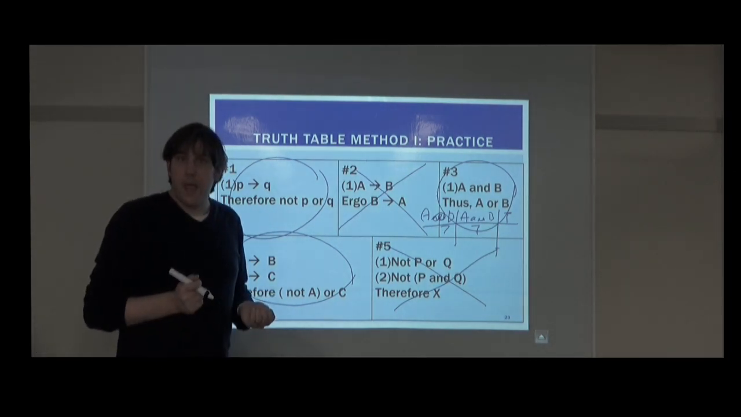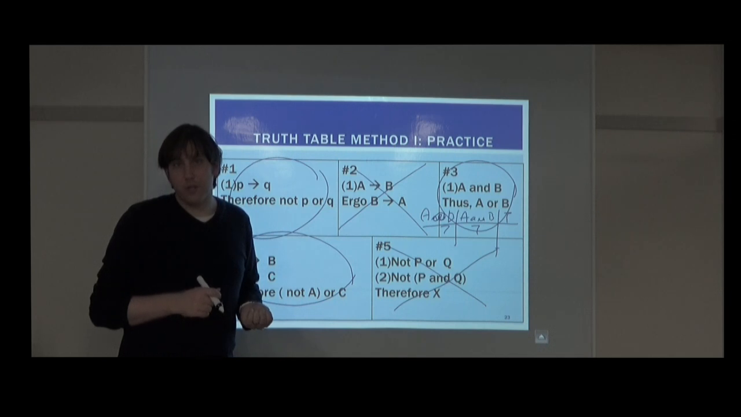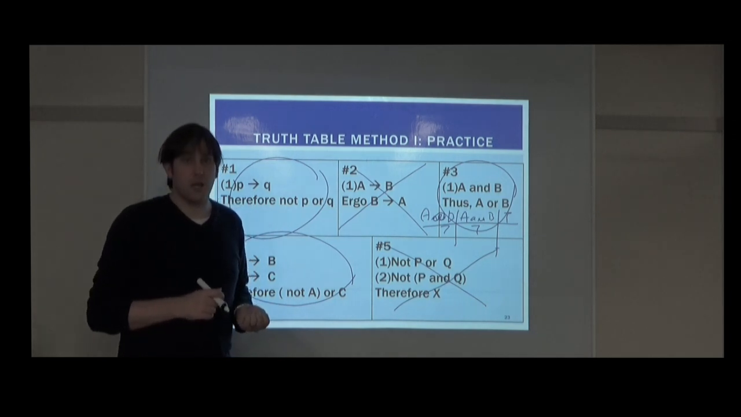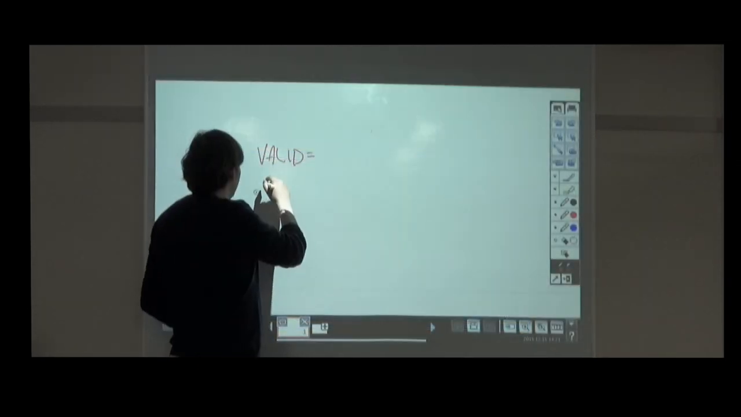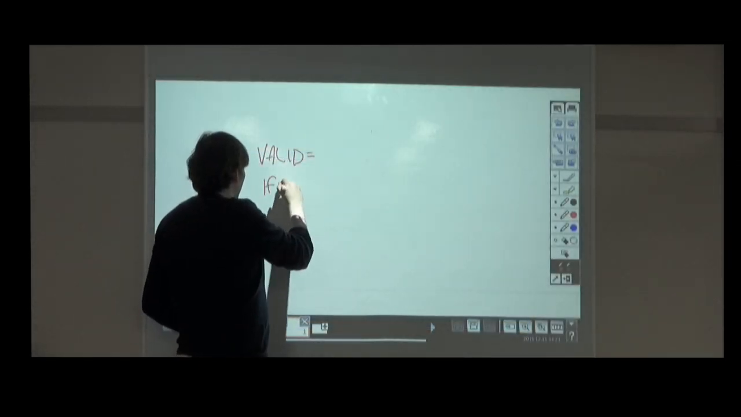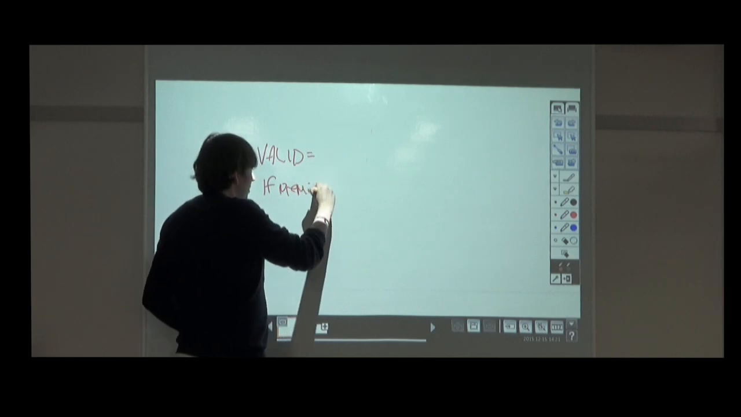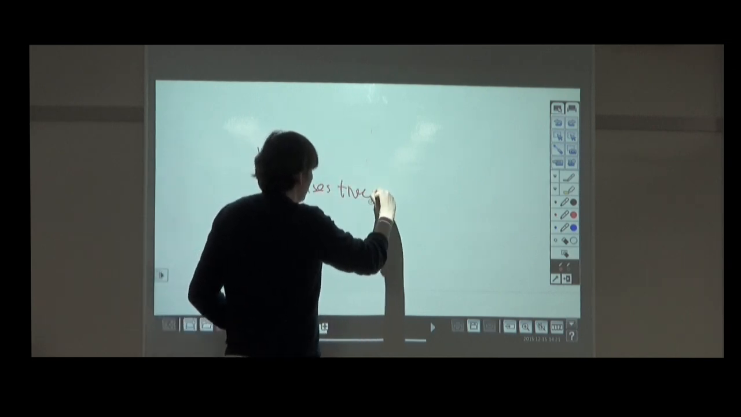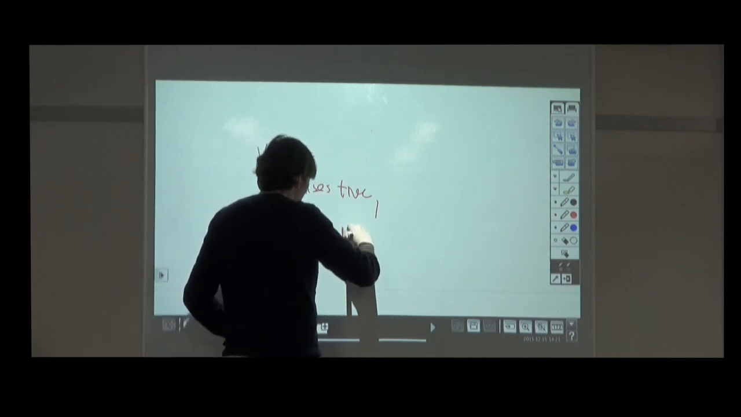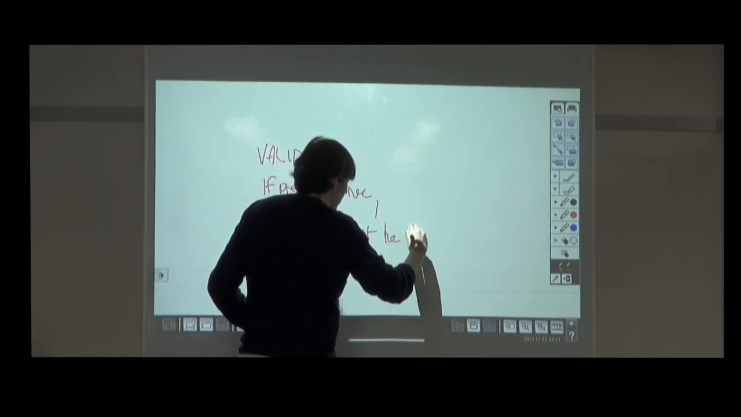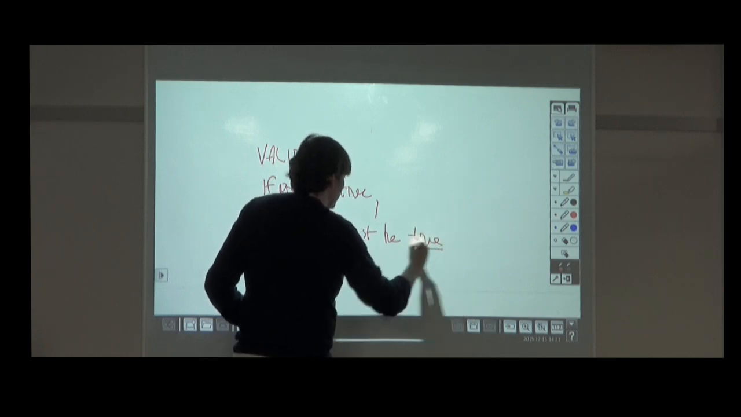So there's actually an easier way to do these problems. So I want to talk a little bit about that. So let me just switch things up a little bit. Valid means if the premises are true, the conclusion must be true.